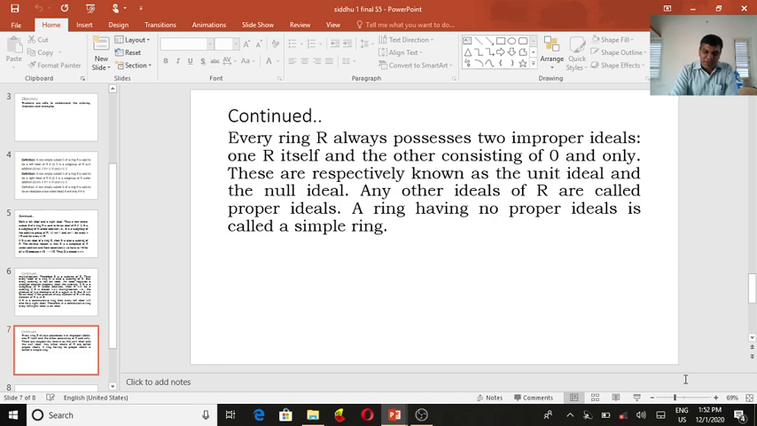Suppose you take an element in Z, where Z is R. Take the element 2 in Z and multiply it. So we get minus 18, minus 12, minus 6, 0, 6, 12, 18, which is again in I. So this is called an ideal.